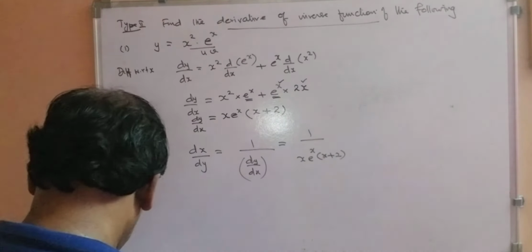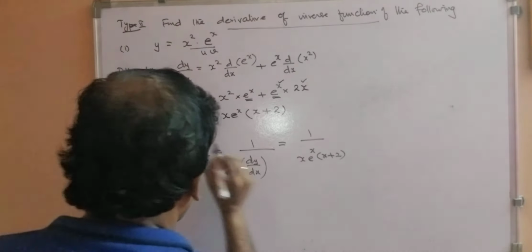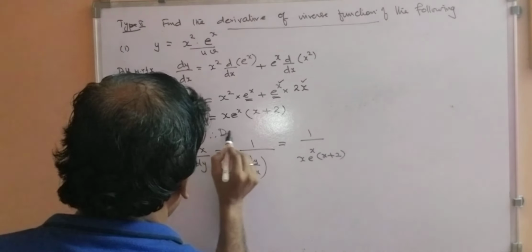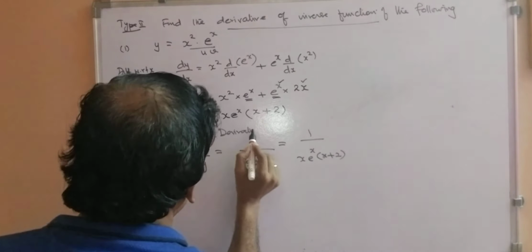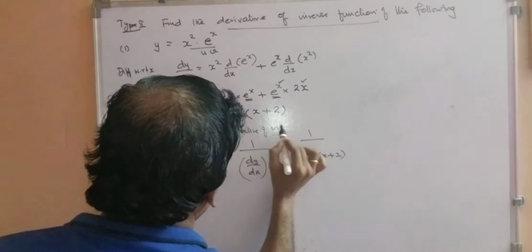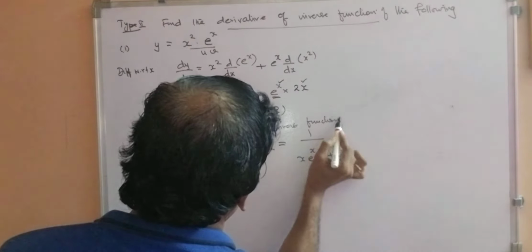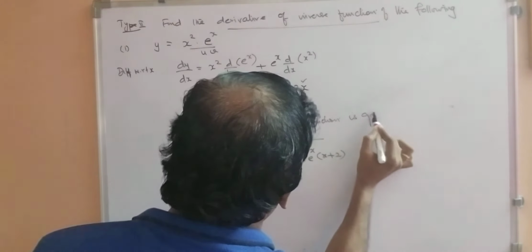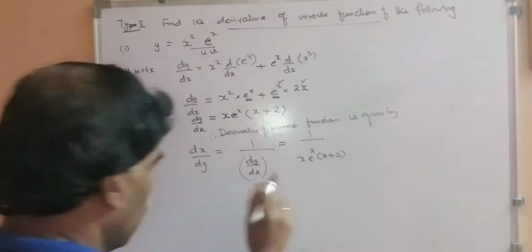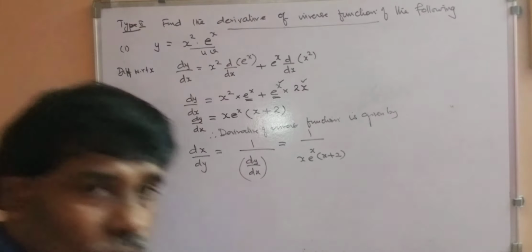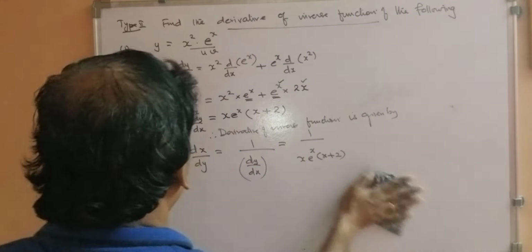Therefore the derivative of the inverse function is given by this, so this we have to write. I think you might have followed. Now one more sum we will do.